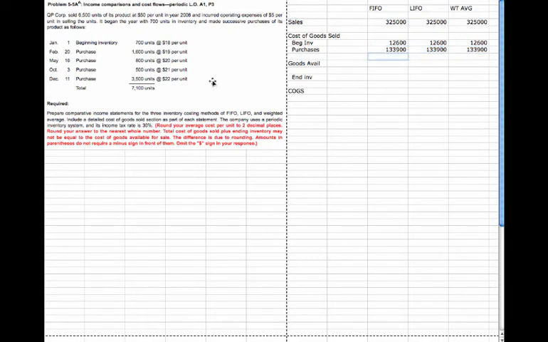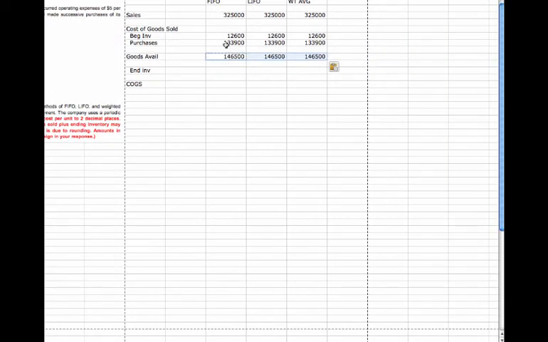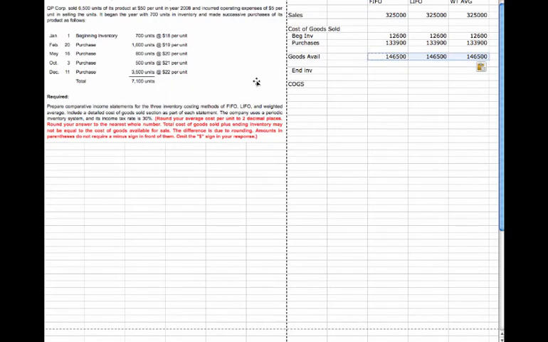So now I have my beginning inventory plus purchases. If I add the two together, I'm going to have my goods available for sale. Since the values for FIFO, LIFO, and weighted average are the same, I can copy my formula and find out the goods available for sale, regardless of whether we're using FIFO, LIFO, or weighted average, is going to be the same. So where the difference occurs is here after goods available.